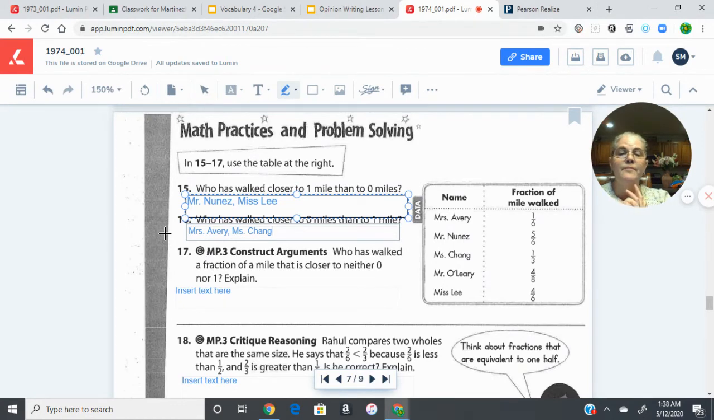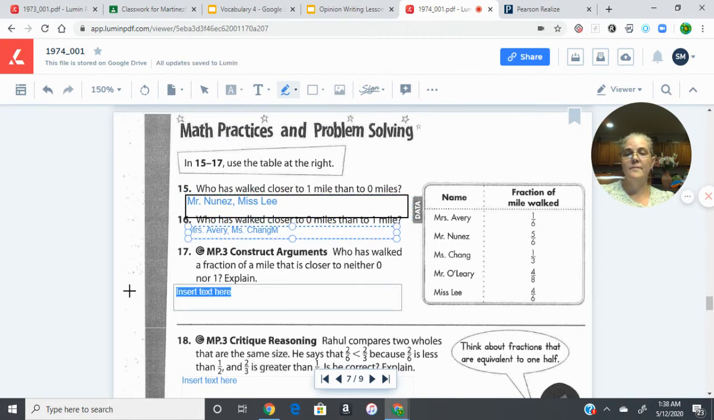Number 17, who has walked a fraction of a mile that is closer to neither 0 nor 1? Okay, so what they want there is think about when you're looking at all the people who walked a fraction of a mile that is closer to not the 0 and not the 1. Think about that for a moment. And think about who could have done that. And that will be our answer right here.